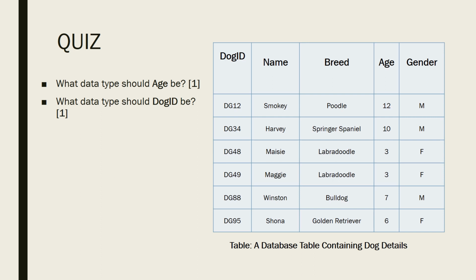Okay, so there is another quiz. Quickly tell me, what data type should be used for age and what data type should be used for dog ID? We have already discussed. If you decided that age should be numbers and dog ID should be alphanumeric, then you are right.